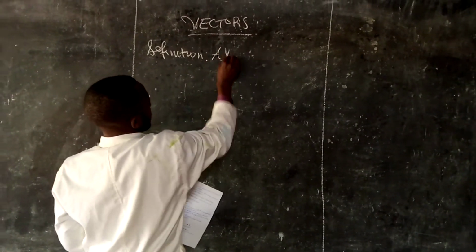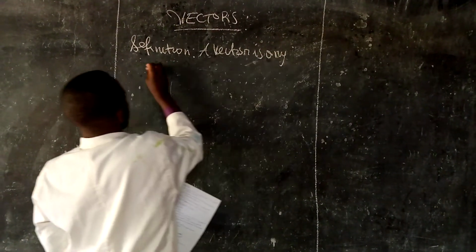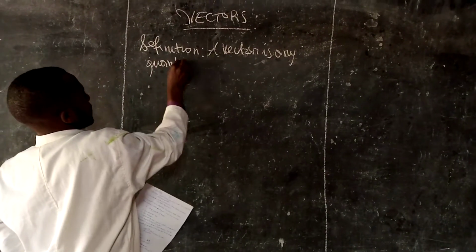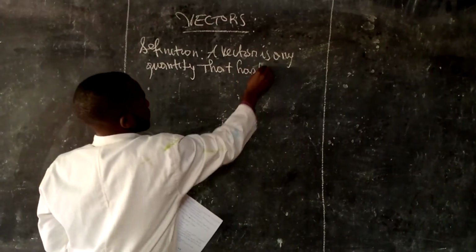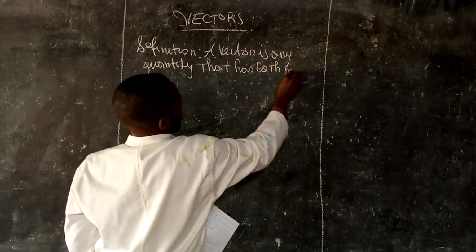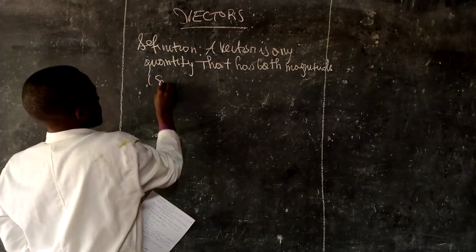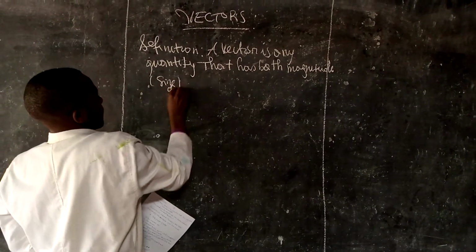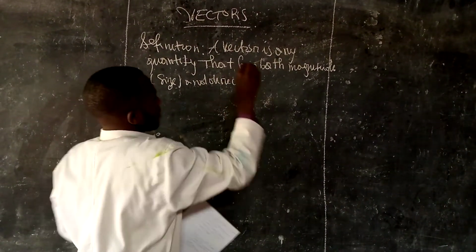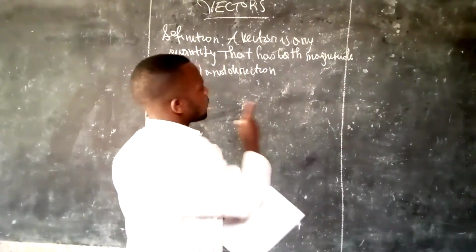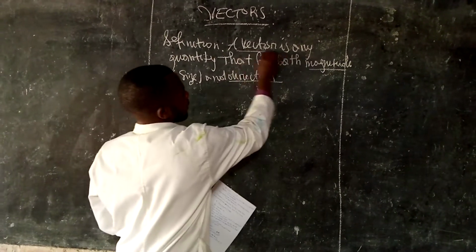So a vector is any quantity that has both magnitude, or size, and the direction. It means that any quantity with both magnitude and the direction is called a vector.